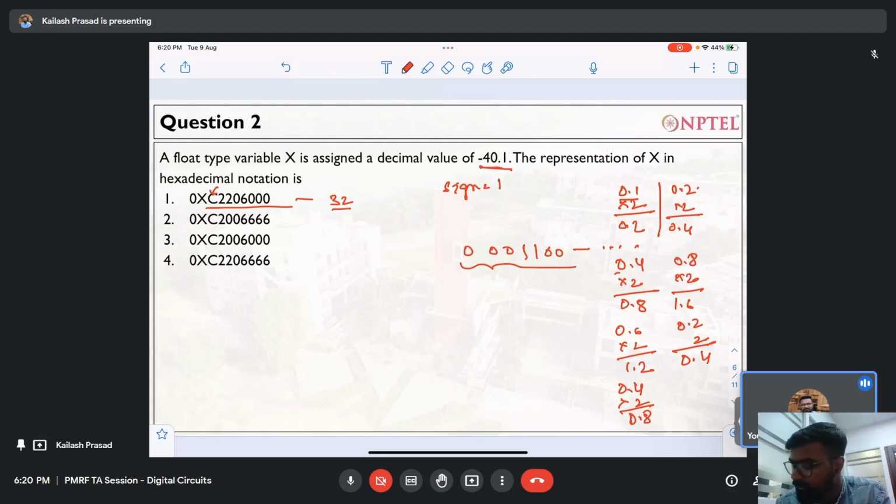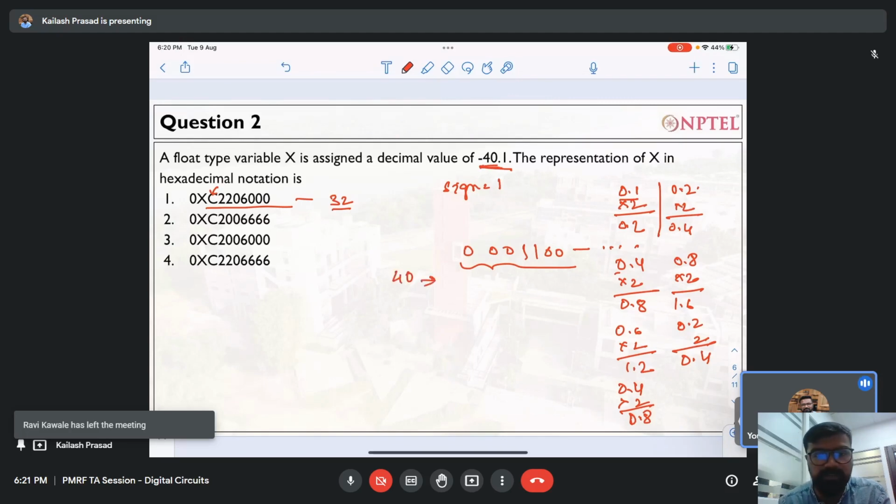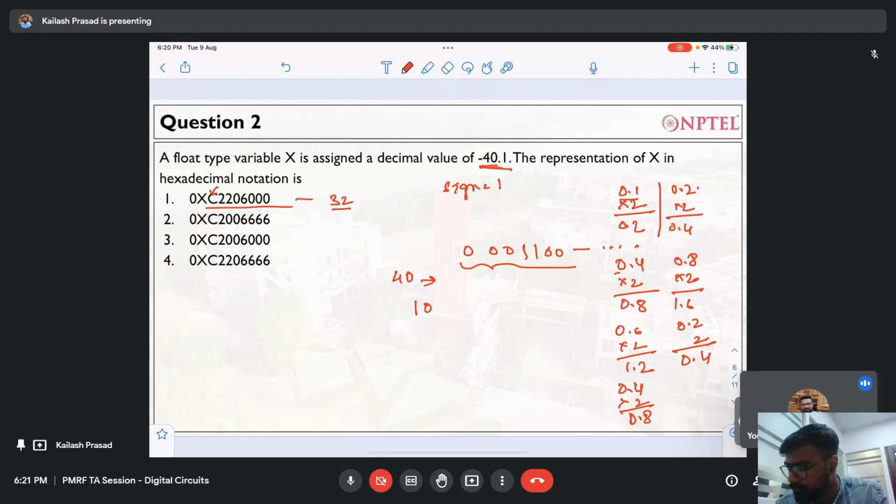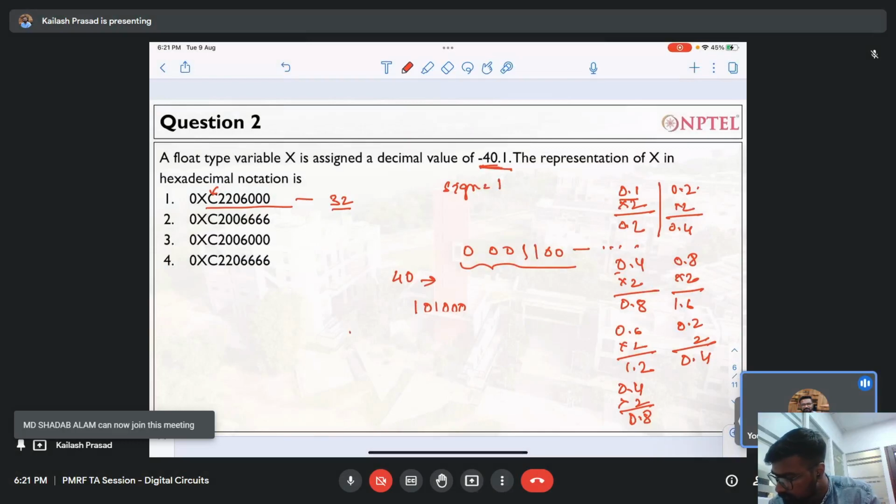Okay, and then the binary representation of 40. Anybody want to give me the decimal 40 in binary? Anyone? So 101000. Okay, so this is 8 and this is 32, so it will be 40. It is correct. So what we have here is 101000 dot 0001100, like this.